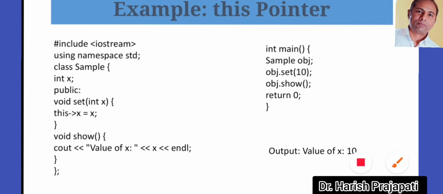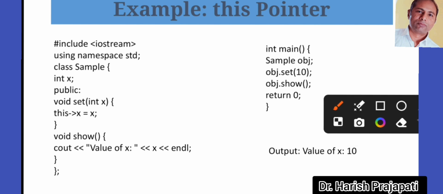We have one example of this pointer. We write the header file, then the using standard keyword, and we make one class sample, with one variable x. Then we have one function, set. Here the parameter of this function is x and the member is also x, so both are here. Now if we want to assign this value, we cannot write x is equal to x. If we write this arrow x, this pointer will help us in getting this value at x.